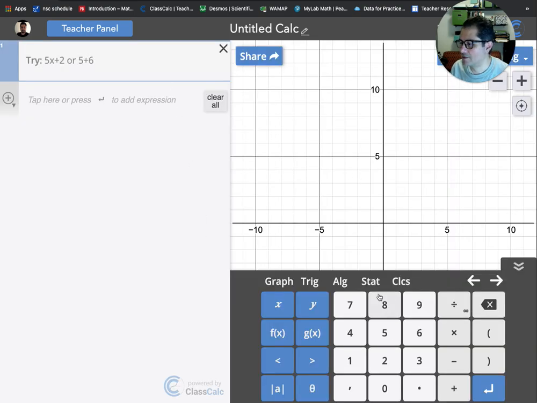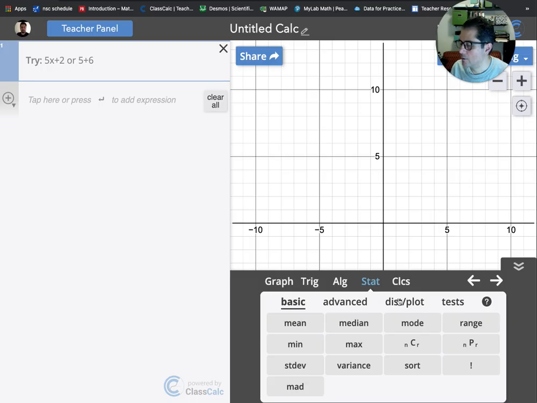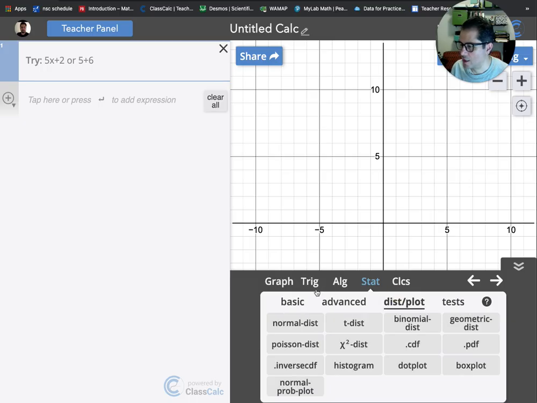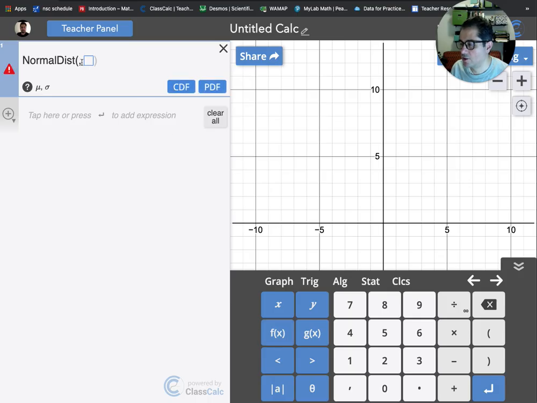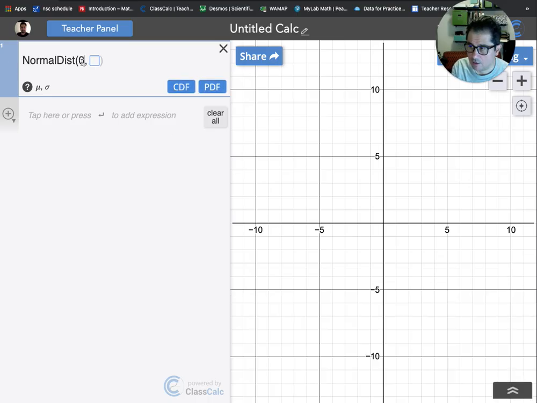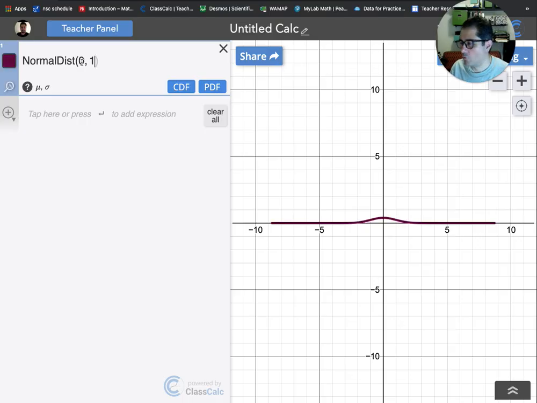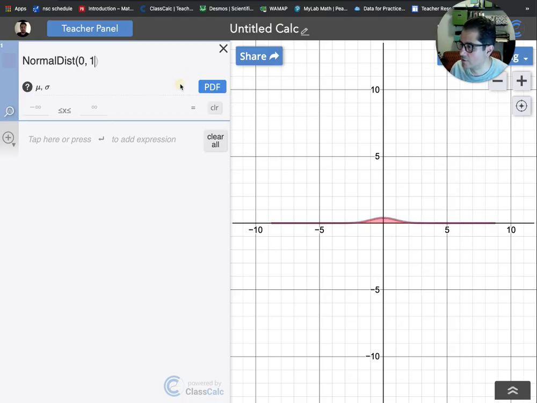Okay, now press the stat. The menu is a lot bigger. Distribution plots, and we're using the normal distribution. So down here in the corner, in the top, normal distribution, I'm doing with mean 0 and standard deviation 1, and I want the cumulative area to the left of a value. So the CDF is the cumulative.